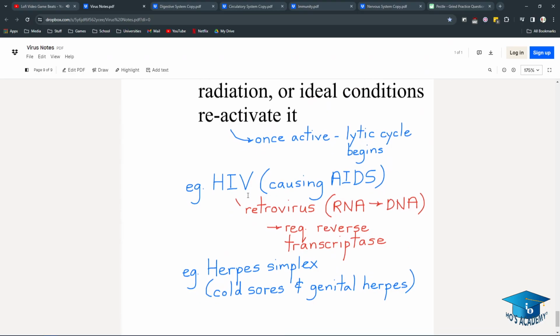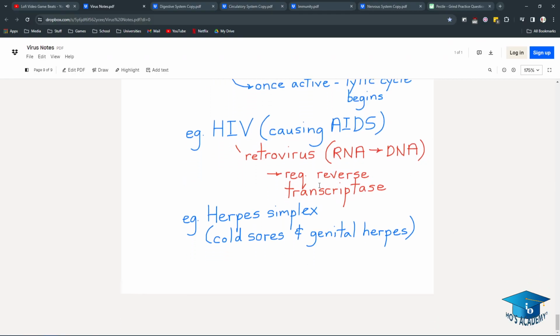HIV, very important. HIV is a retrovirus, meaning it has RNA. It needs reverse transcriptase to be able to turn its own RNA into DNA for it to be able to add to the host genome. And that's it for viruses.